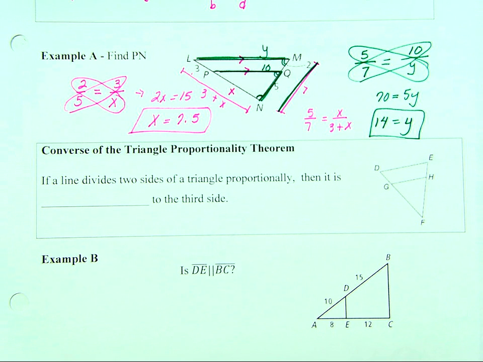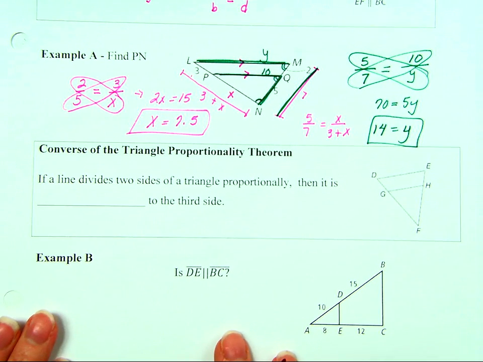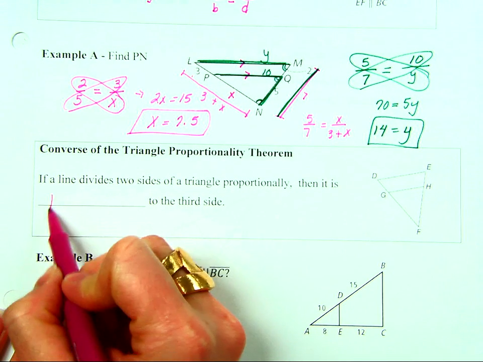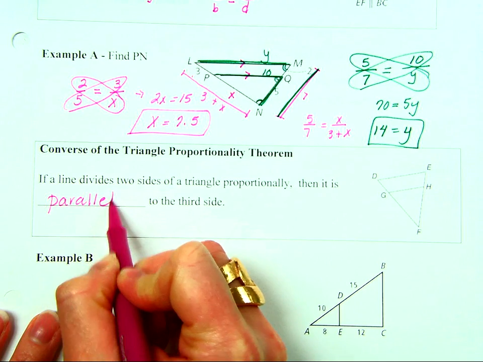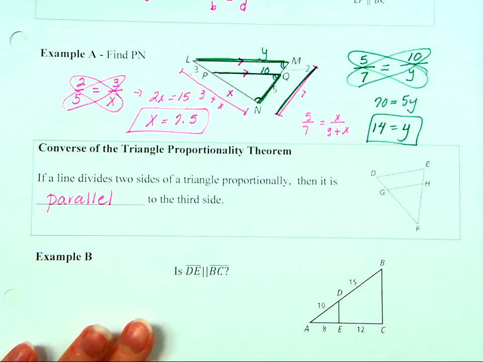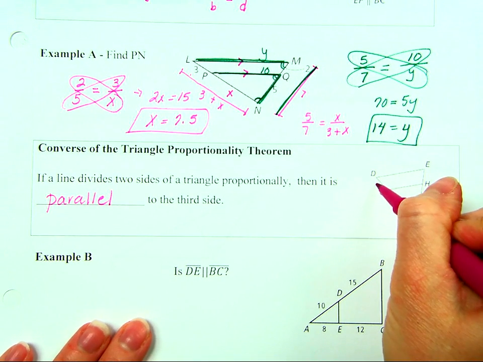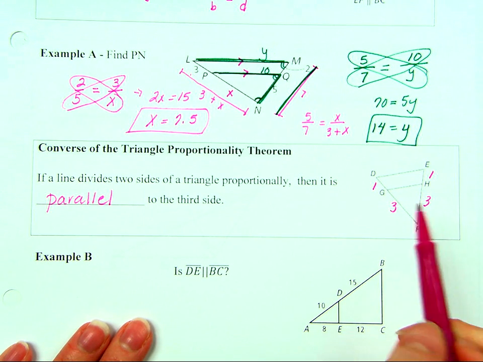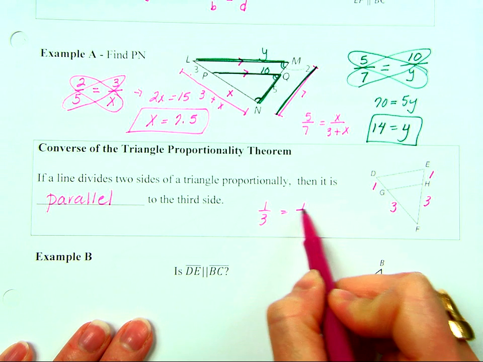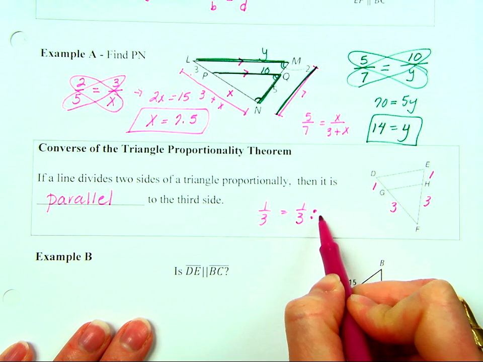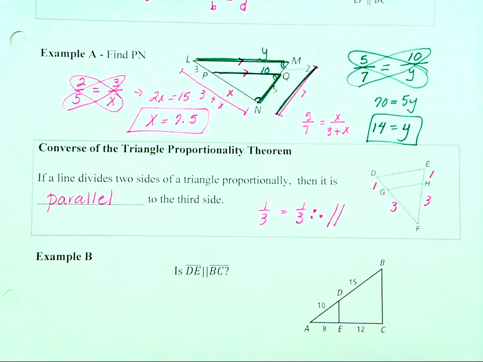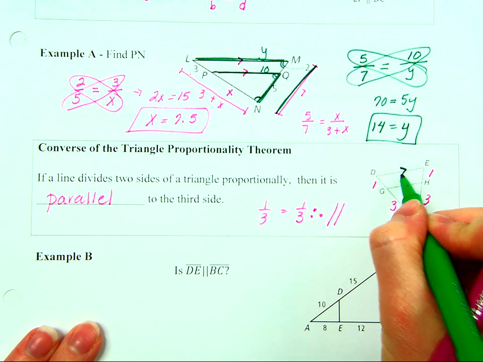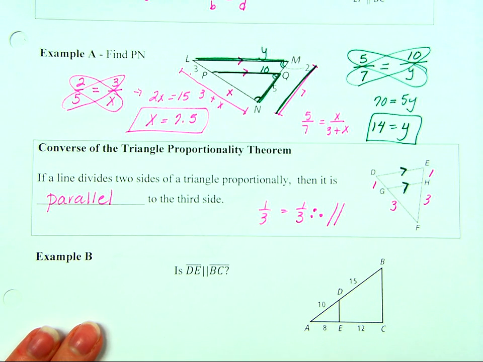The converse of our triangle proportionality theorem is also true, that if a line divides two sides of a triangle proportionally, then that proves it to be parallel to the third side. So, for example, if I saw that this segment was cut into lengths of 1 and 3 and 1 and 3, because these are equal ratios, then therefore we would know that our lines are parallel. That would prove DE parallel to GH.